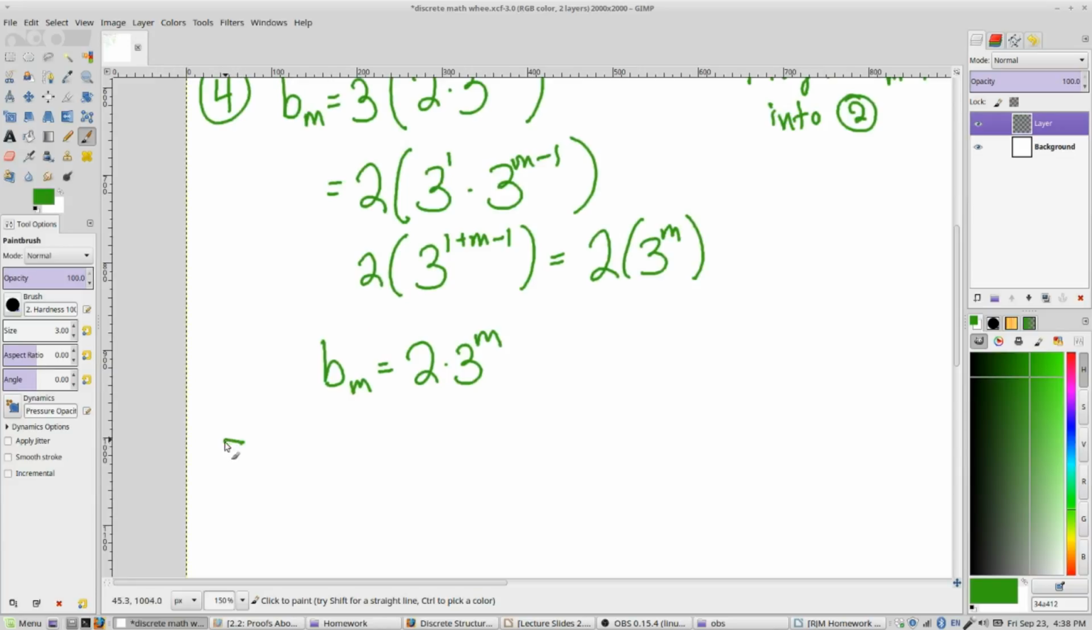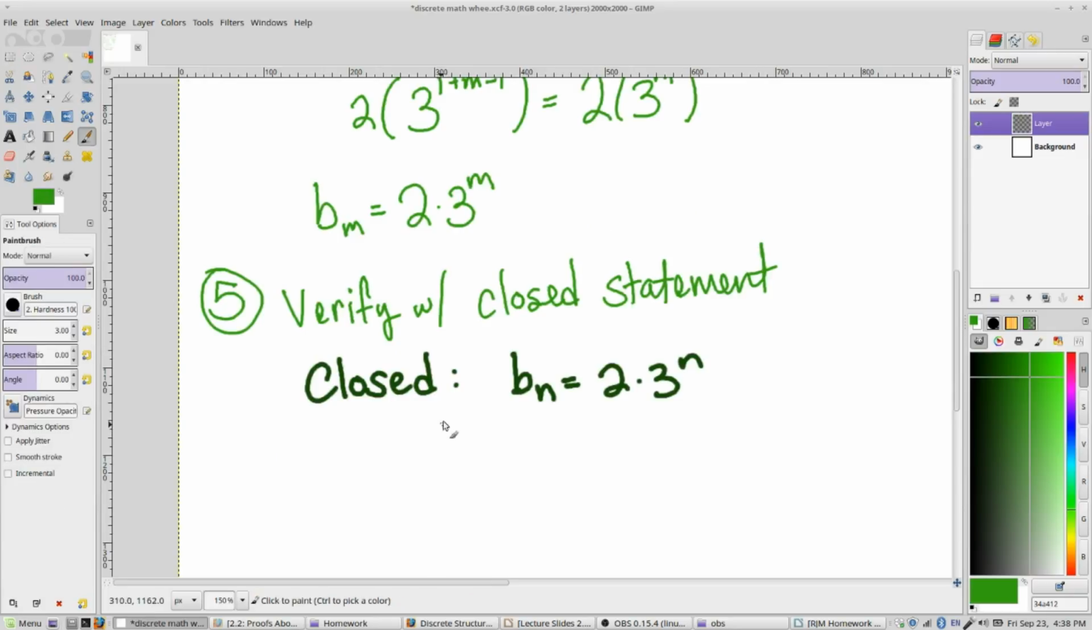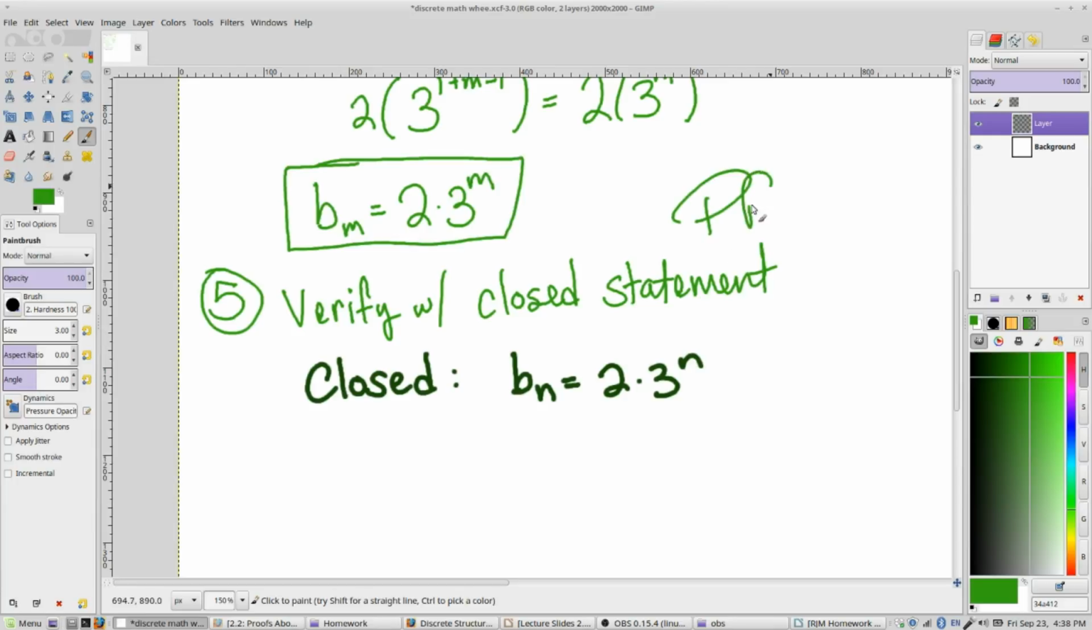And now we verify. So let's look at the original version. Verify with the closed statement. So the closed statement is b sub n is equal to 2 times 3 to the n. And this is pretty much the same thing. So then we have our proof.